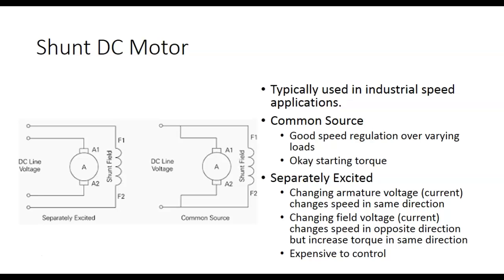Good speed regulation over varying loads. Okay, starting torque. Separately excited, changing armature voltage current changes the speed in the same direction. Changing the field current changes the speed in the opposite direction, but increases the torque in the same direction. Expensive to control. Separately excited is expensive to control because you have electronic control on your field, and you have electronic control on your armature.